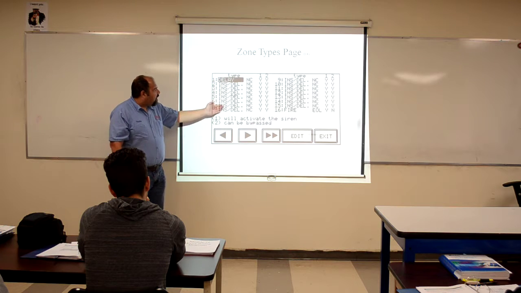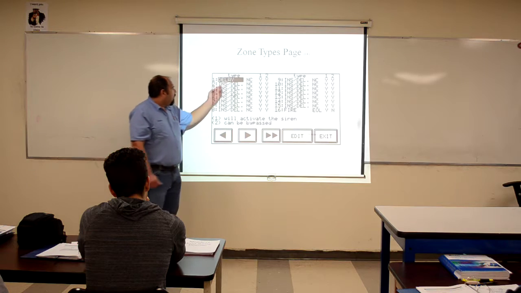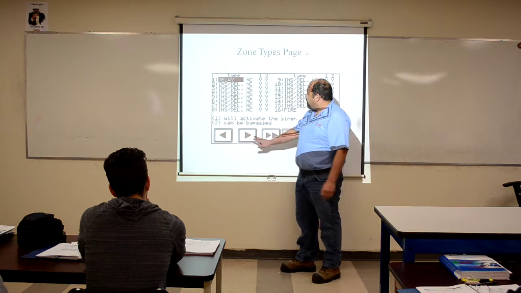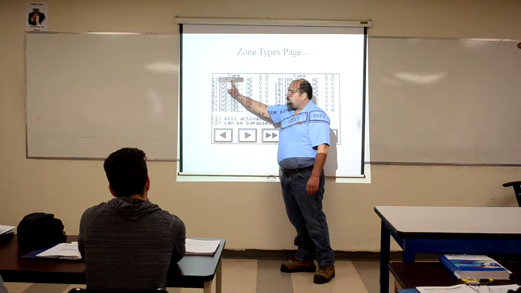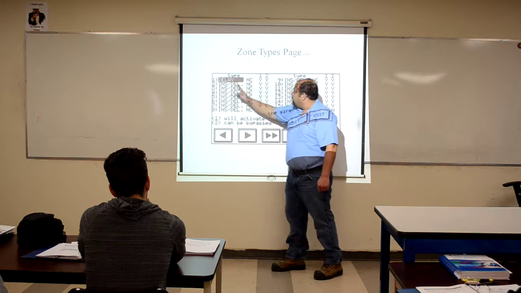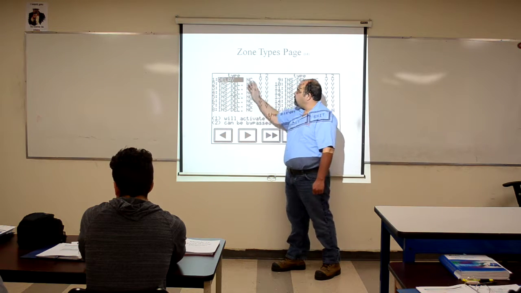So this is to define what type of zone it is. How do I do this? I have to highlight it. And it's as simple as that to program. By pressing the arrow, this highlight is going to move to here, then it's going to move here, then here, here, here, one step at a time. And I just have to change what it says.